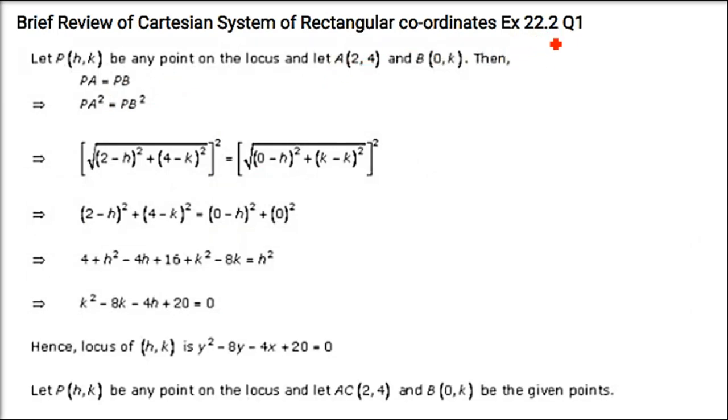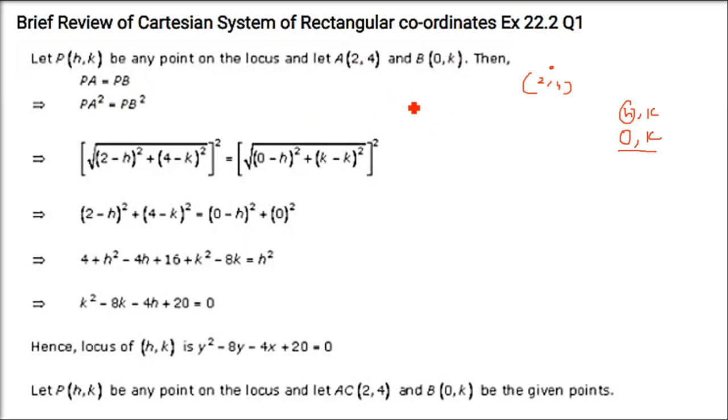First question is, find the locus of a point equidistant from the point (2, 4) and the y-axis. So one point is (2, 4), and because the y-axis is there, on the y-axis x is 0. So one is 0 and the other will be, we always take (h, k), and since it is equidistant from these two and we are talking about the y-axis, it has to be k. So we have to have a point which has equal distance from these two. The distance has to be equal.